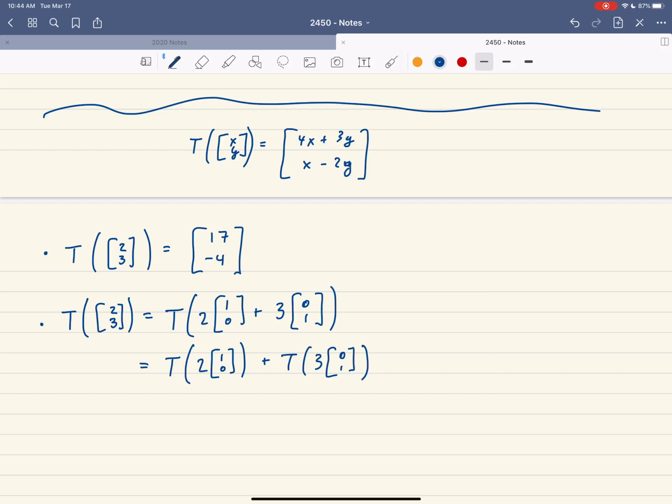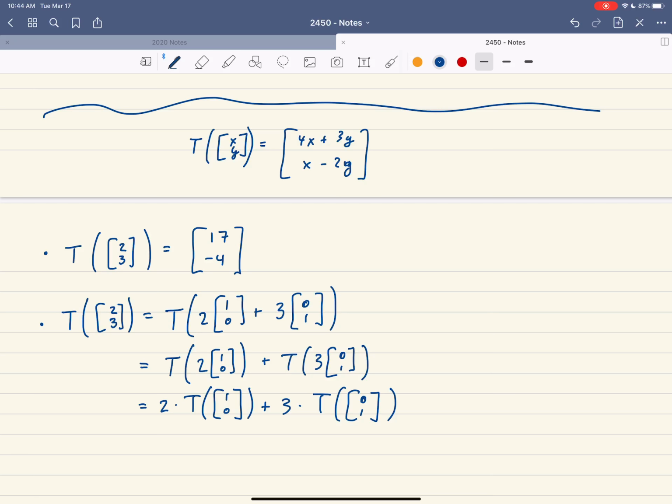So we know it's linear, so that means that it's additive. We can split up the inputs in that way. And it's homogeneous. So homogeneity tells us that we can also bring out these constants. This is going to be 2 times T of (1, 0) plus 3 times T of (0, 1).